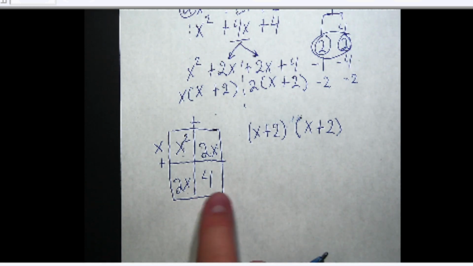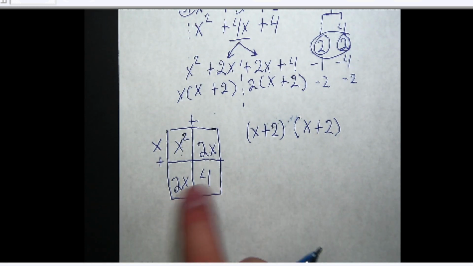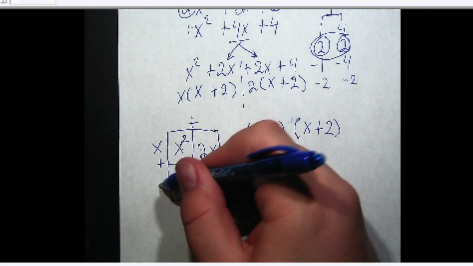All right, how about this row? We've got 2x and 4. What can they both be divided by? What do they have in common? 2. So we'll stick a 2 out here.